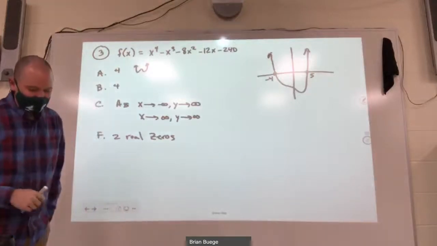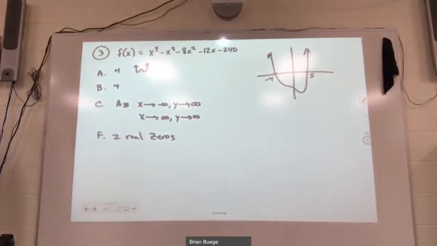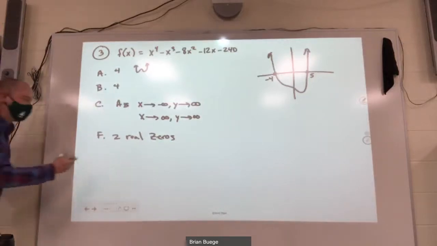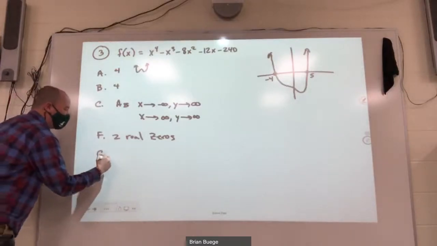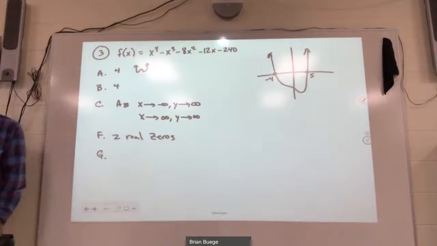Then if we take a look, it says how many, and how do I know? Well, it's right on the graph. Okay, that's how we know. We take a look at the graph and it's going through the x-axis. Then if we take a look at part G and ask how many of these are repeated zeros.